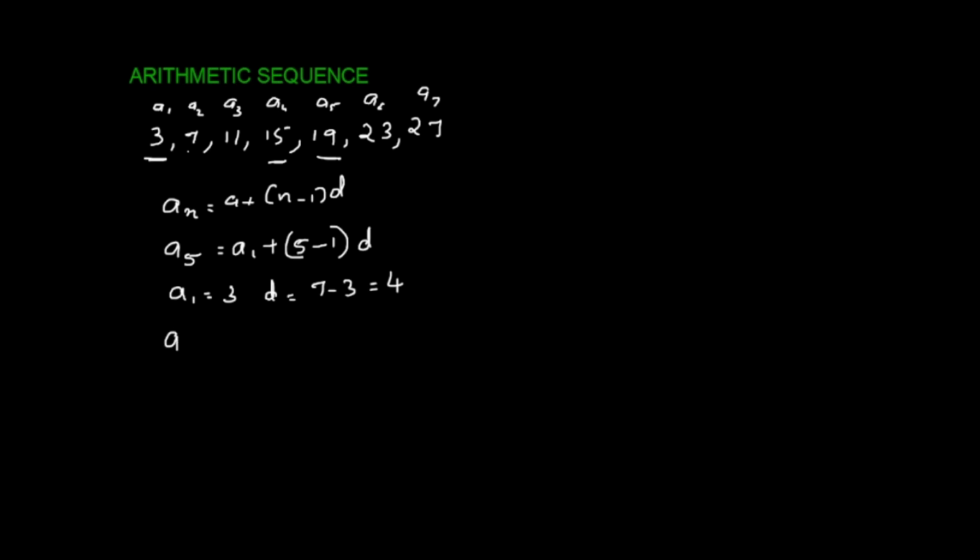Now what is the value of a5? a1 is 3, the first term. 3 plus 5 minus 1. Suppose you need to find the fifth term, you have to write 5 minus 1. If you need to find the sixth term, 6 minus 1. So, the fifth term: 3 plus 5 minus 1, that is 4, into the common difference, which is 4. That is equal to 3 plus 16.